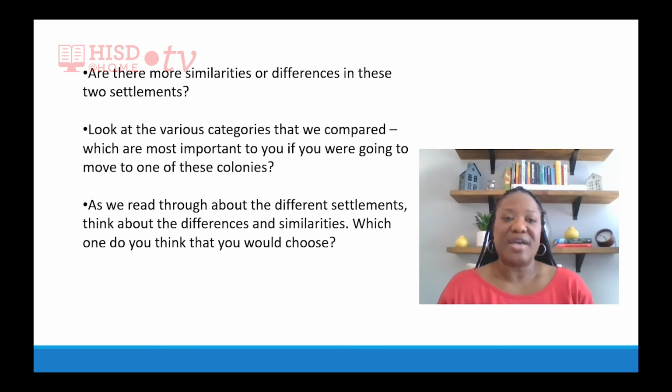So let me ask you, are there more similarities or differences in these two settlements? As we looked at the various categories and we compared which was most important, which one did you decide that you were going to move to? Well, as we read through about the different settlements, I want you to think about the differences and the similarities. Which one do you think you would choose?